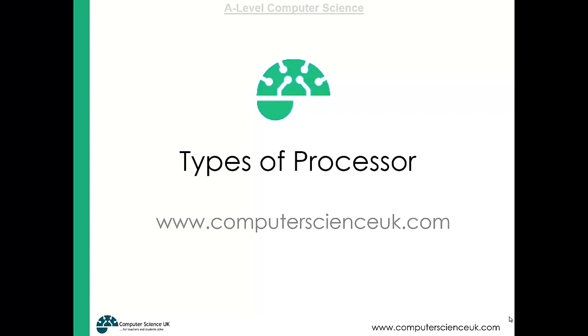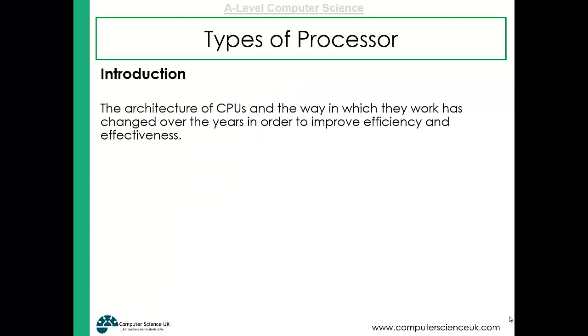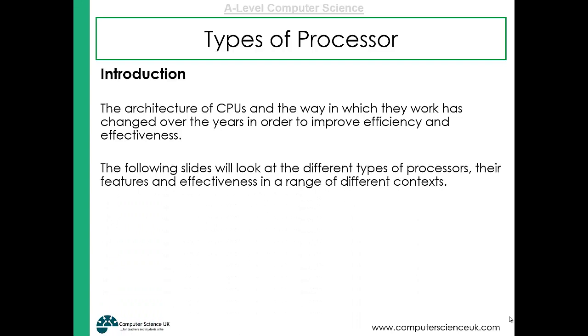This video will look at different types of processor. So CPUs, the way in which they are created, the way in which they are put together, their architecture, has changed over the years, and it's done that in order to improve efficiency and effectiveness.